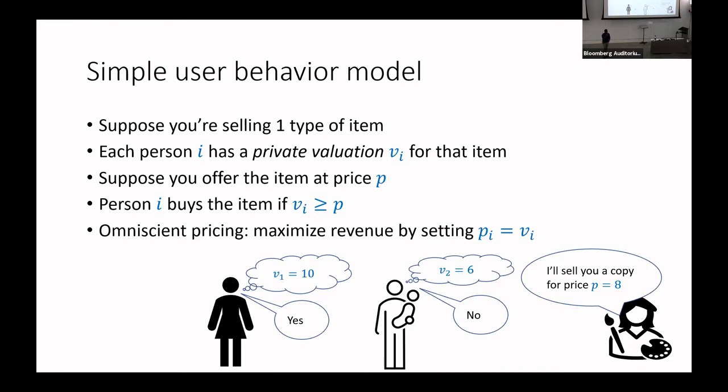If you care about maximizing your revenue, meaning how much money you earn, then if you knew the valuations, you would set the price for each person exactly equal to their valuation. To see that, if you set the price more than their valuation, you don't make any money because they don't buy it. And if you set the price less than the valuation, you could have made more money by setting it to exactly their valuation.